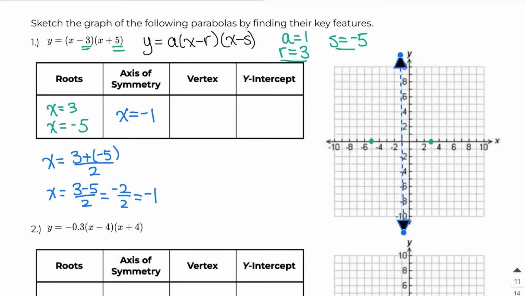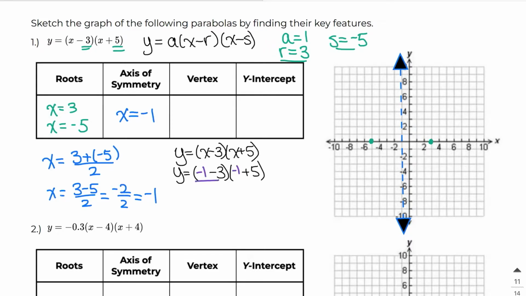And I know that my vertex is going to occur somewhere on this line. Where on this line is this vertex going to occur? I have to plug in negative 1 into the equation of my parabola right here. So I'm going to start by writing out y equals x minus 3 times x plus 5, sorry. But every time I see an x, I'm going to replace it with the number negative 1.